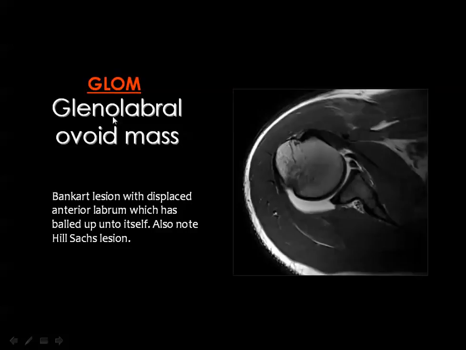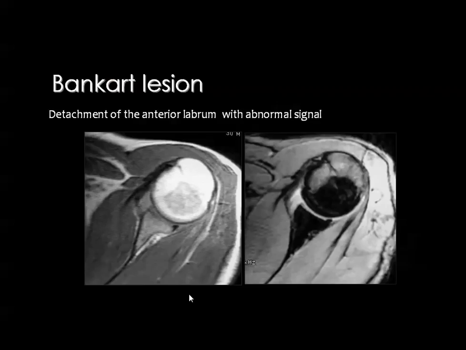Then this GLOM refers to glenolabral ovoid mass, which is simply formed by the disrupted anterior labrum. And this is what we call GLOM, but this is rupture or tear of the anterior glenoid labrum, which is separated from the glenoid part of the scapula, and this is the subscapularis tendon, and this is of course the middle glenohumeral ligament.